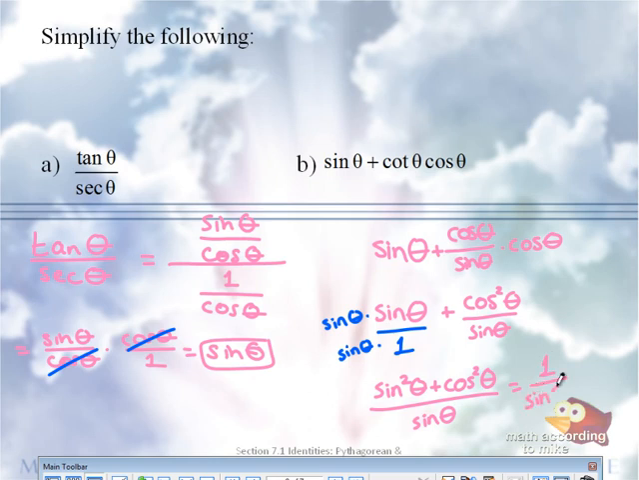That's our first Pythagorean identity. What is 1 over sine? Cosecant. That means, going from the beginning, sine of theta plus cotangent of theta times cosine of theta is the exact same thing as cosecant of theta.